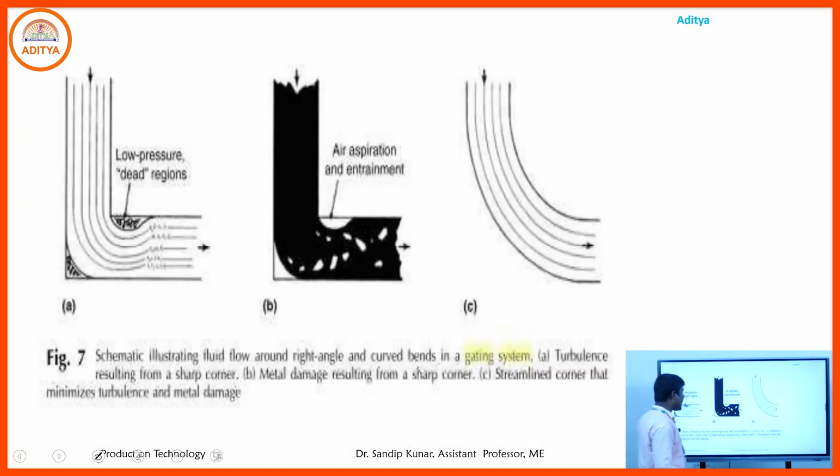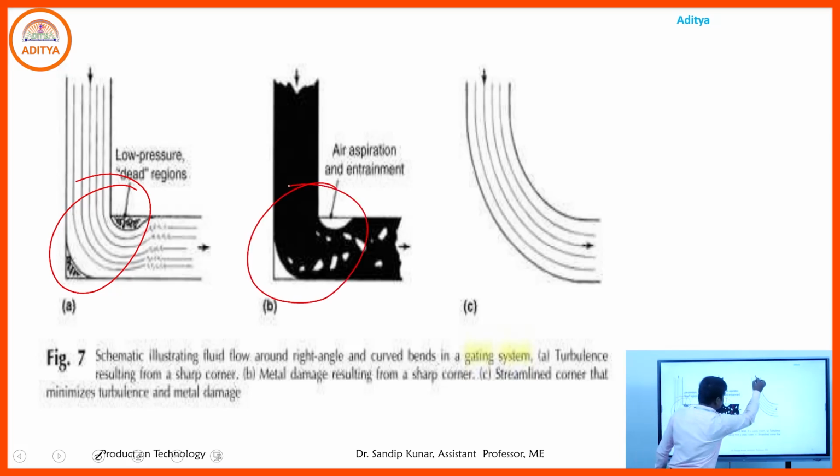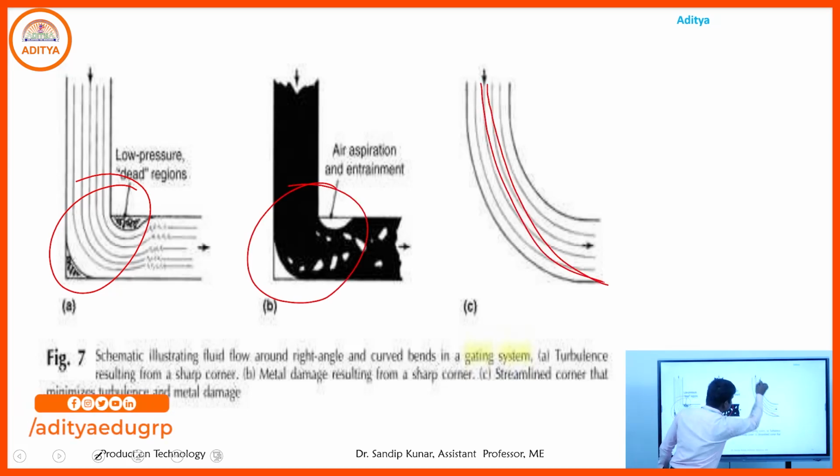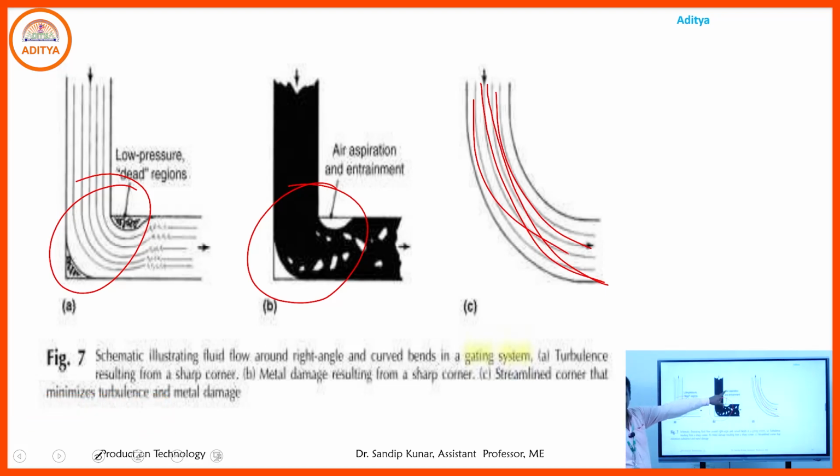Always avoid that type of shape. Always maintain the flow of the molten metal and the shape of the sprue with that type of shape, meaning you provide some radius.